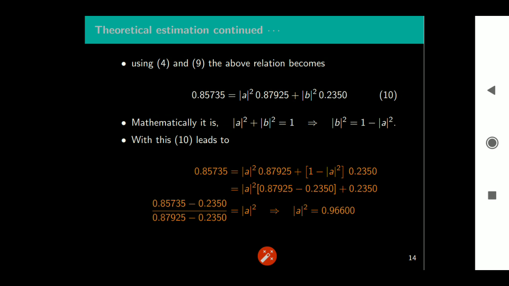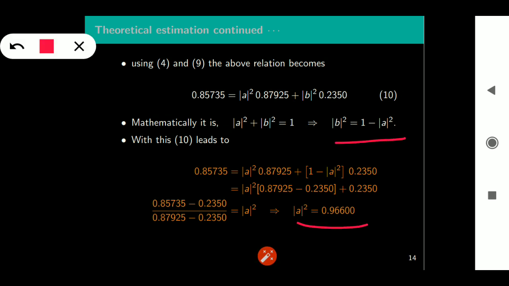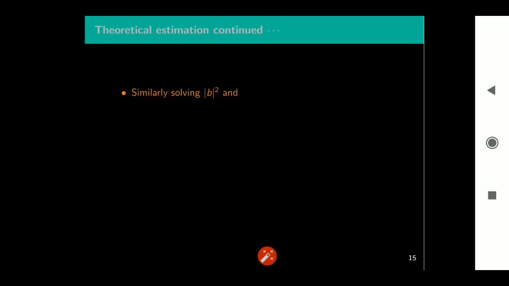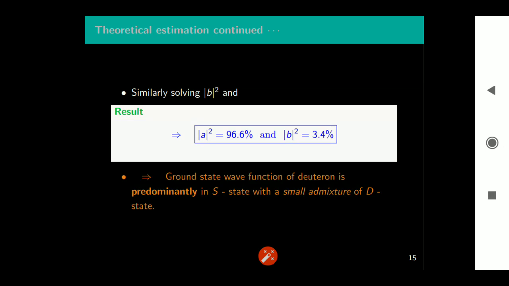You get mod A square equals 0.966. This value we can substitute in this expression to get the value of B square. So using those two, we can solve for B square as well as A square. Then we can write the result like this: modulus A square equals 96.6% and modulus B square equals 3.4%. It tells the probability of finding the deuteron in the ground state for S state is 96.6%, for D state it is only 3.4%. Collectively, the meaning is deuteron exists predominantly in S state and only a small admixture of D state.